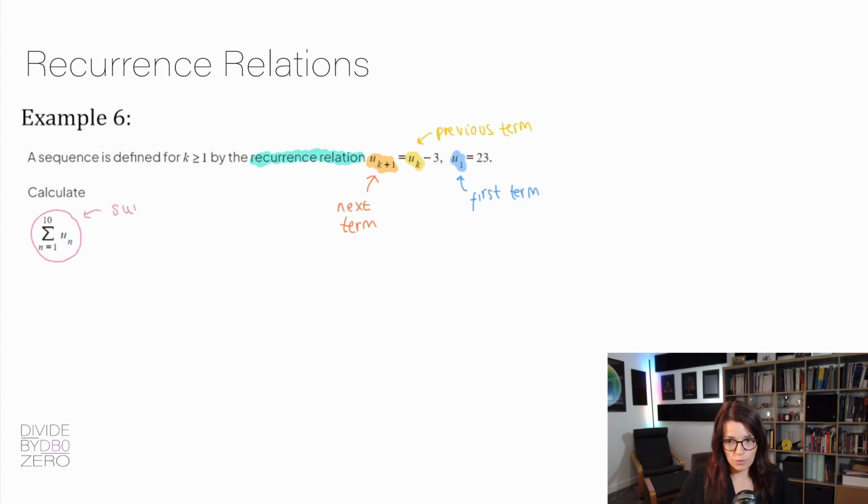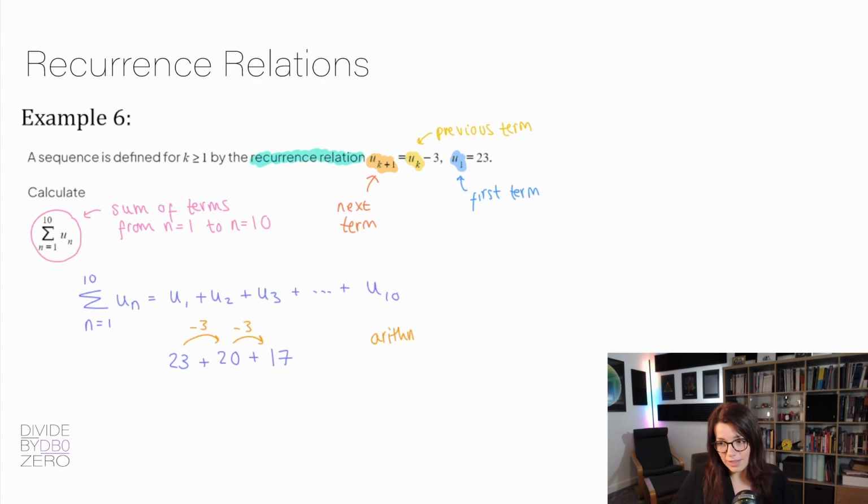Now in this question, they want the sum of terms from n equals 1 to n equals 10. So what that means is they want us to work out this: u1 plus u2 plus u3 and so on, all the way up until u10. Now we should work out what u1, u2 and u3 are. u1 is given, 23. u2 would be u1 minus 3, so that would be 20. u3 would be u2 minus 3, so 17. Each time we're taking away 3, so this looks like an arithmetic series where the first term a is 23 and the common difference is minus 3.